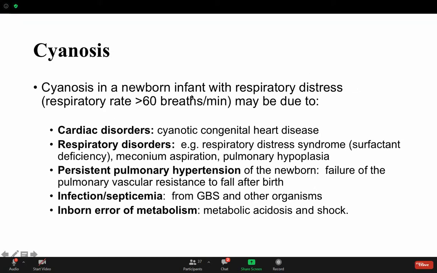زي ما قلنا, cyanosis in a newborn with respiratory distress may be due to cardiac, maybe respiratory, maybe persistent pulmonary hypertension, infection, inborn error of metabolism. Okay, if it is associated with respiratory distress, could be anything. But if it's not associated with respiratory distress, it's almost always due to cardiac.